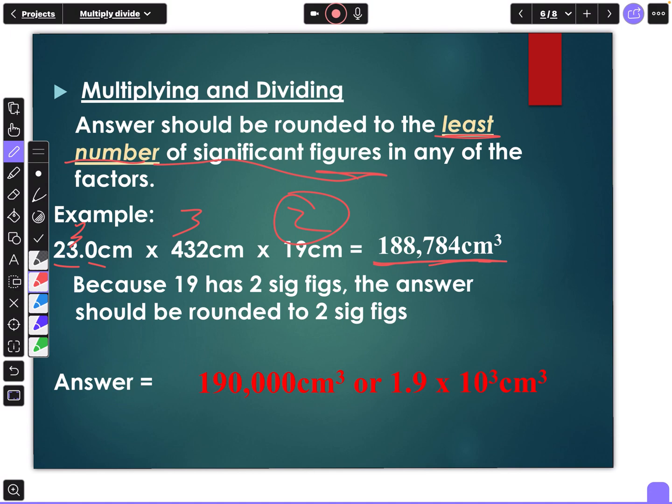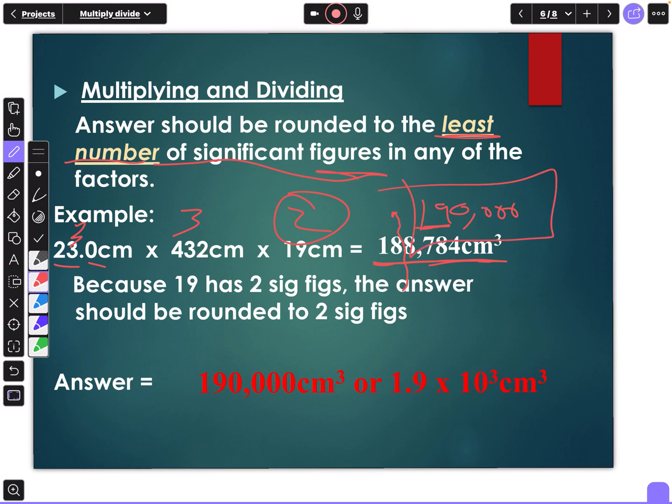So how can we round 188,784 to 2 significant figures? We would need to cut that off right in there somehow, but not change the number. We need to round it. Well, we could round the 8 up, and we could round it to 190,000. That number would have 2 significant figures. The 1 and 9 are significant, and the rest of them are not significant because there's no decimal. So that would be the correct answer.